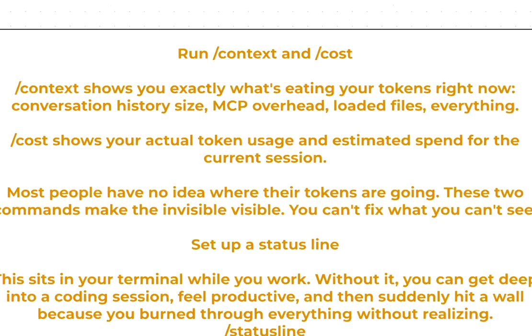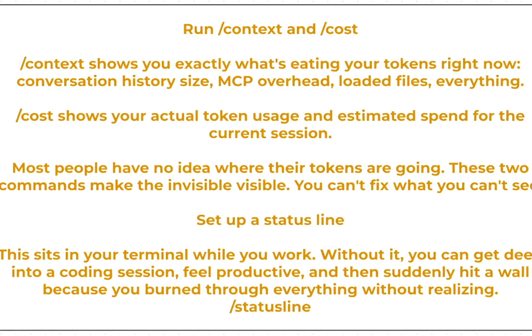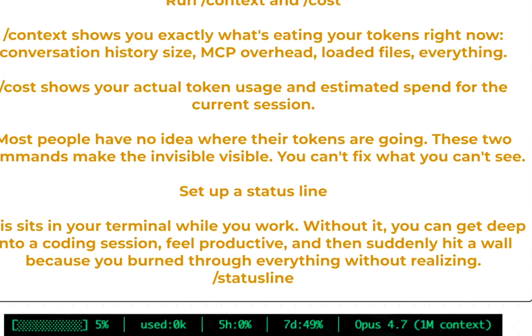You can run /context and /cost to see where you are with your tokens. The context shows you exactly what's eating your tokens right now: conversation history size, MCP, loaded files, everything. And cost shows you your actual token usage and estimated spend for the current session. Most people really don't have any idea where their tokens are going, and these two commands make the invisible visible. You cannot fix what you cannot see.